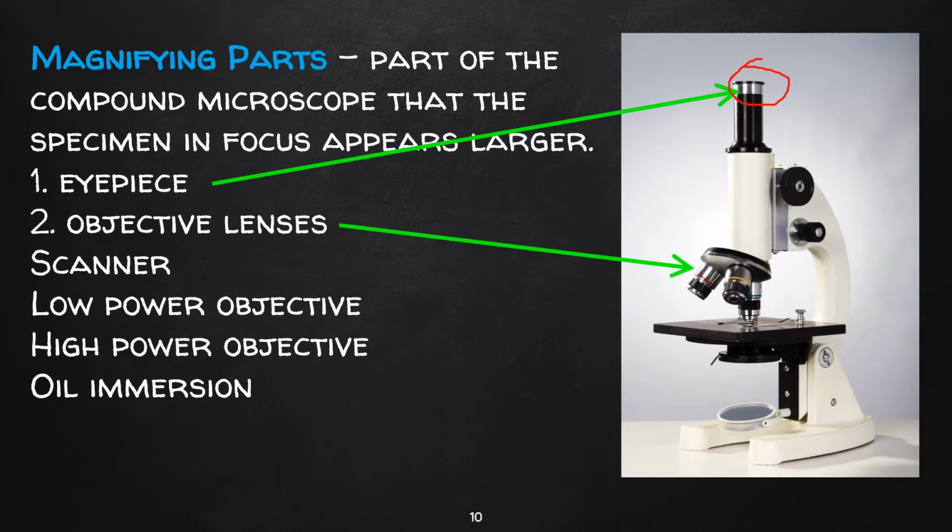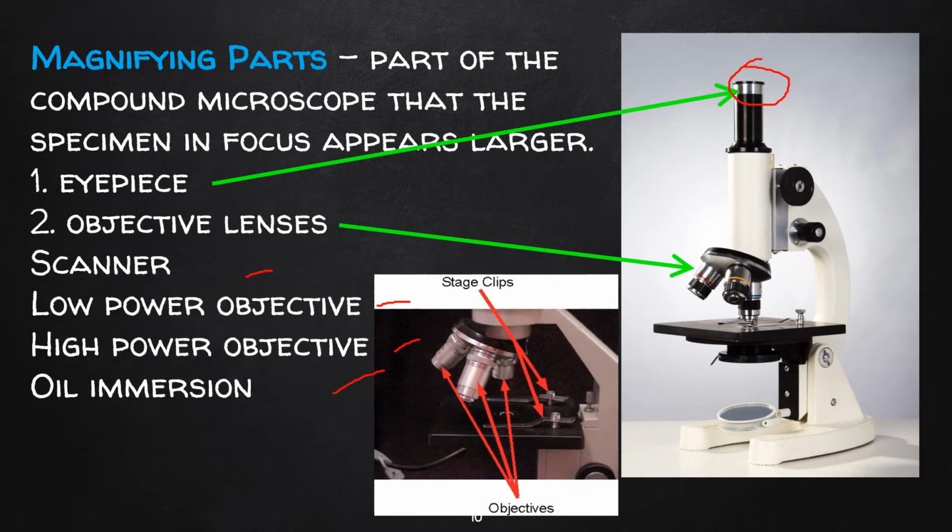The next one would be the objective lenses. Yung objective lenses, yung ibang mga compound microscope is merong 3, yung iba naman is merong 4. And these are the scanner, low power objective, high power objective, at saka yung oil immersion. But usually, yung mga compound microscopes, they have 3.